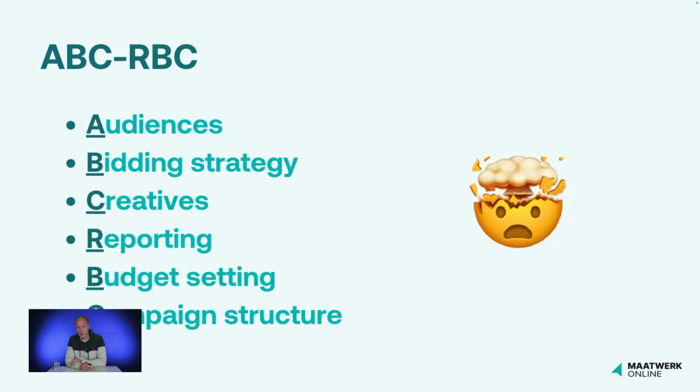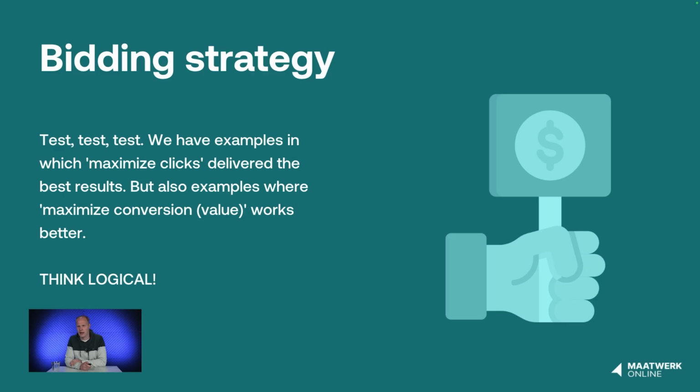So next up is the B for bidding strategy. There's only one thing I can say here, and that is: test it yourself. We have examples in which maximize clicks delivered the best results. We also have examples where maximize conversion value was working better. Sometimes you think maximize conversion value will probably work best, and then maximize clicks turns out to work the best. So test it for yourself. Think logically.